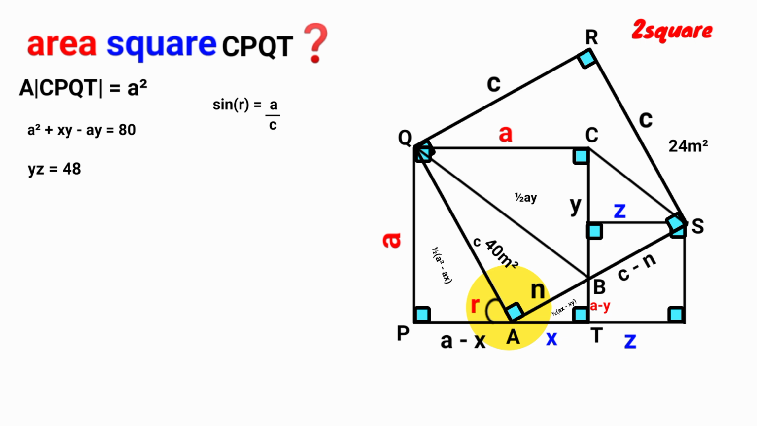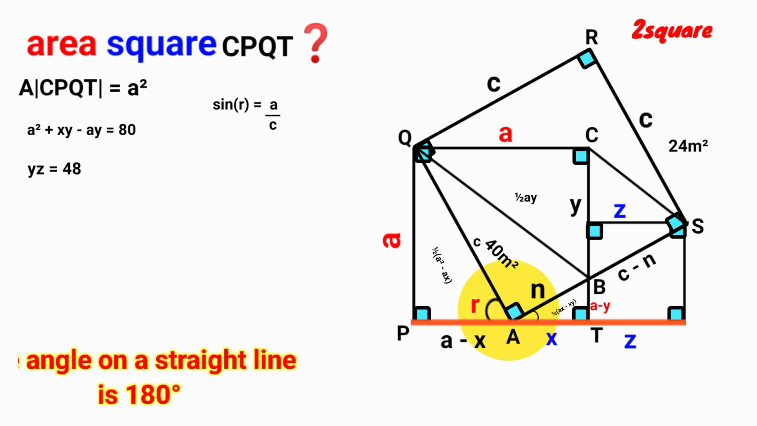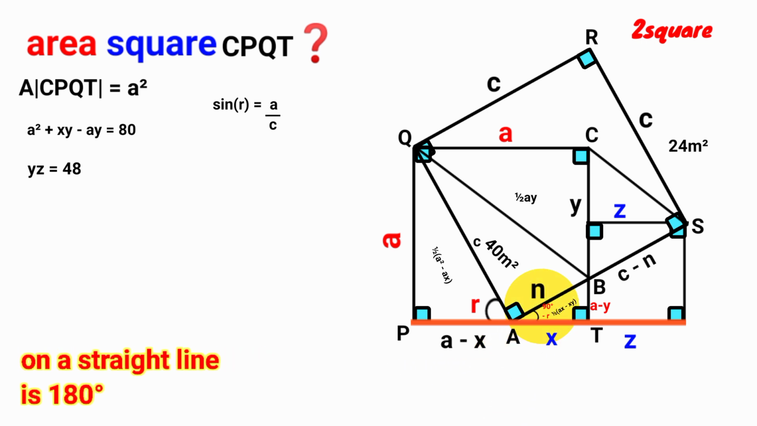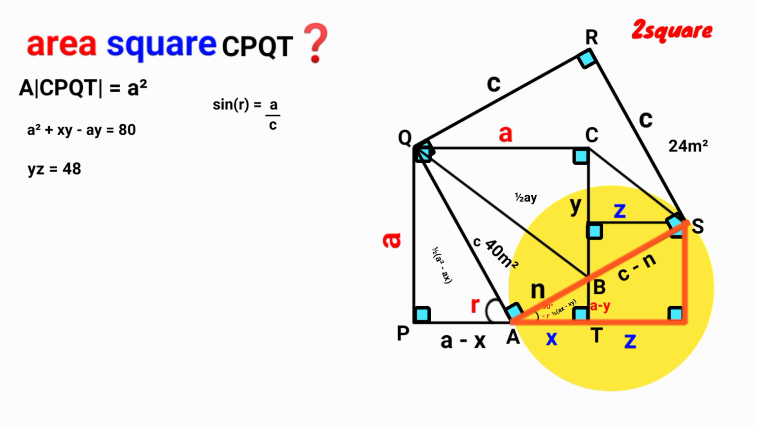Now come here, look at this angle r, this right angle and this angle. They align on the same straight line. We know the angle on a straight line is 180 degrees. So since this is 90 degrees, this must be 180 degrees minus 90 degrees minus r. 180 degrees minus 90 degrees is 90 degrees. So it is 90 degrees minus r. Now from this triangle, since it is a right angle triangle, and we have the size of this angle to be 90 degrees minus r, this must be r.